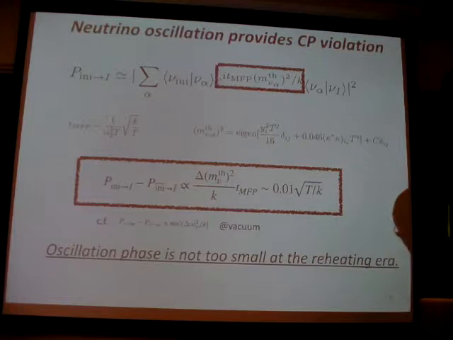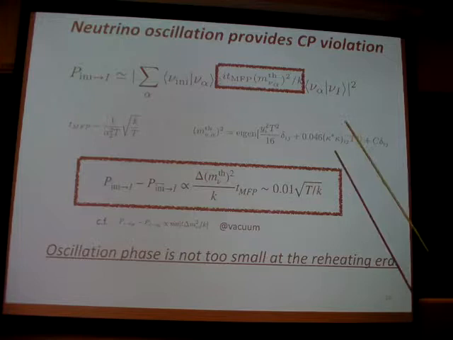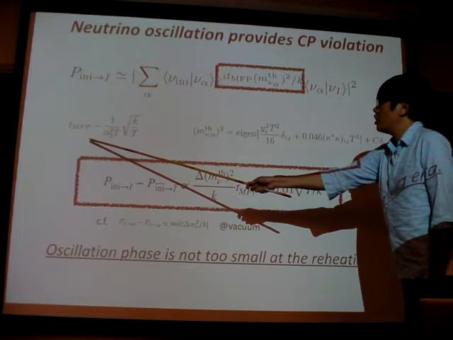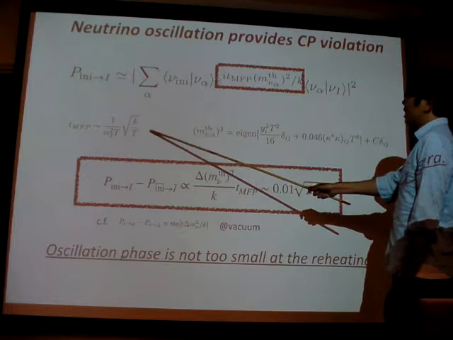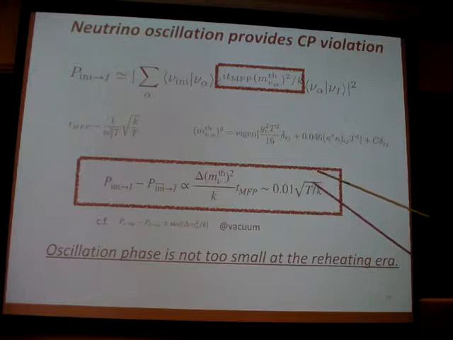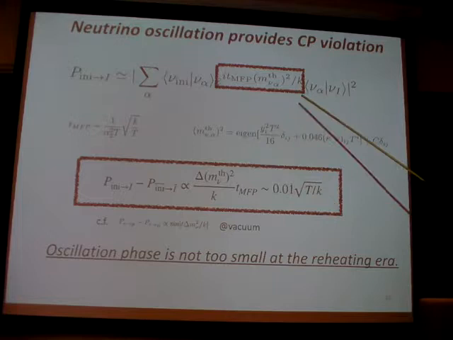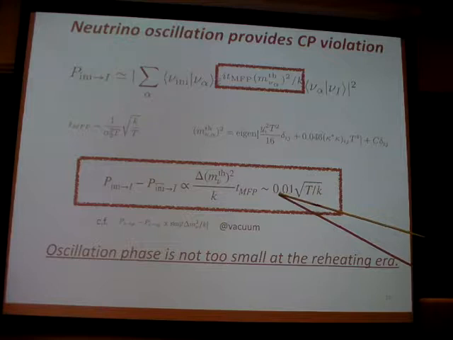The second difference is the time scale of the neutrino oscillation. The neutrino oscillates with a time scale of the mean free path. This is 1 over the thermalization rate of the neutrino. We have estimated the thermalization rate by the energy loss rate via the gauge interaction. Then we can calculate the oscillation phase by combining the mean free path and the oscillating frequency. We found that the oscillating phase is 0.01, and this is not too small.